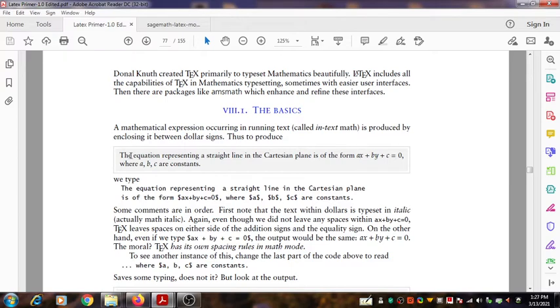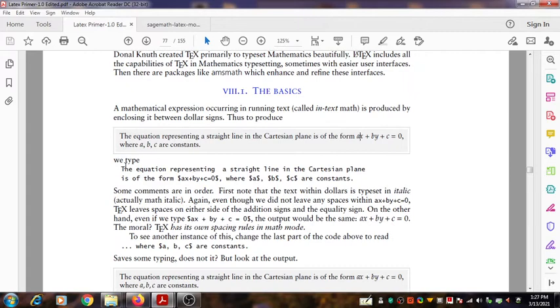So of course, you can see here after the word where, a, b and c, and these three letters also appear in a different form. So these letters can also be treated as mathematical expressions.